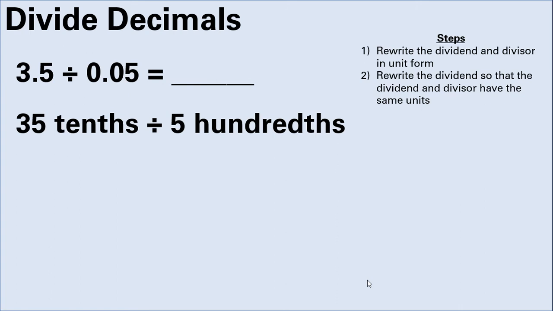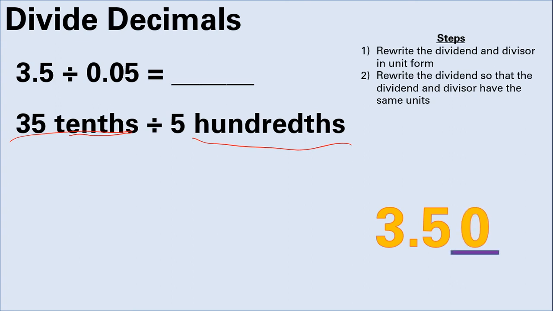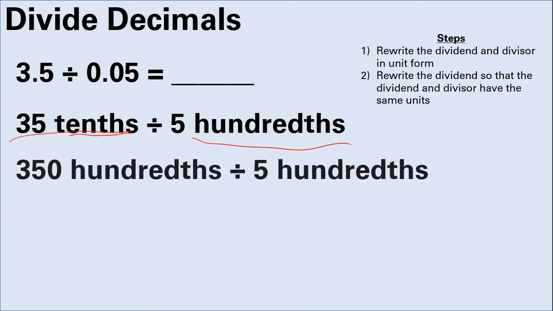Next, we want to rewrite the dividend so that the dividend and divisor have the same units. Notice in our dividend, we have tenths, and in our divisor, we have hundredths. Well, what we can do is rewrite the dividend, or this first number that we're dividing, so that we also include the hundredths place. In 3 and 5 tenths, notice there isn't anything in the hundredths place. That just means there's 0 hundredths. So the entire number, 3 and 5 tenths, is equal to 350 hundredths. The 5 hundredths can stay the same because it's already in the hundredths place.